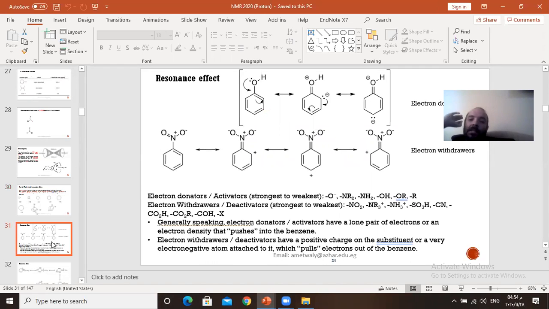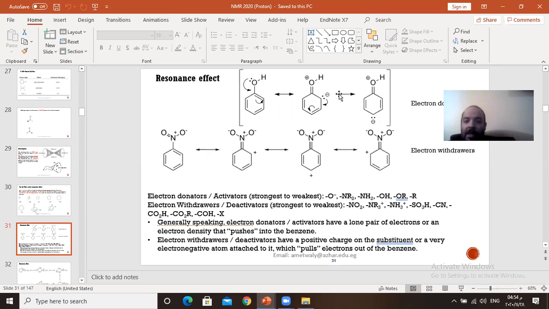Another important effect is the resonance effect. We have two kinds of groups which attach to the phenyl ring. One is called electron donating, which gives electrons to the aromatic bond, and another is called electron withdrawing, which withdraws these electrons. The electron donating groups are like hydroxyls, amino, esters, ethers, and electron withdrawing like the nitro group.